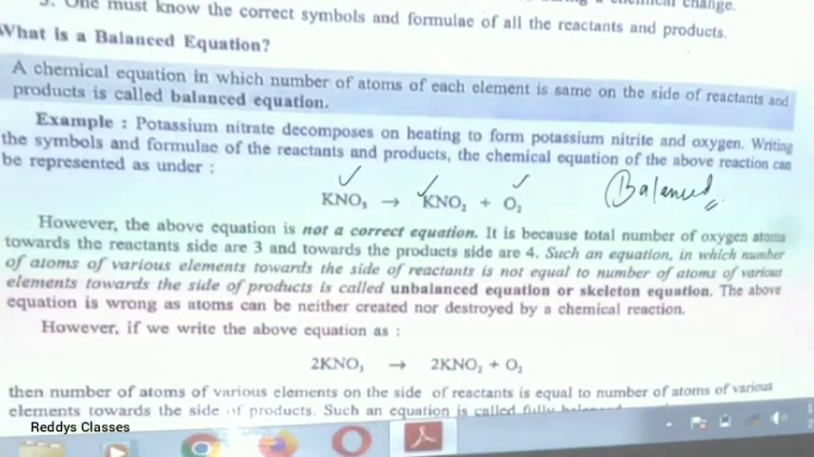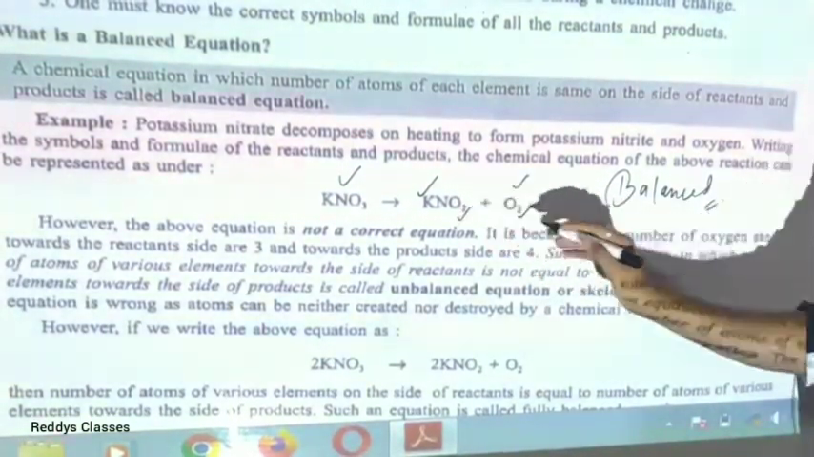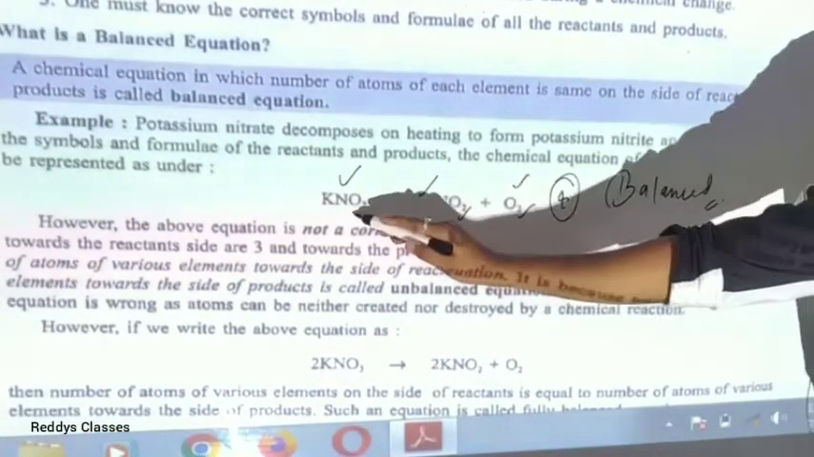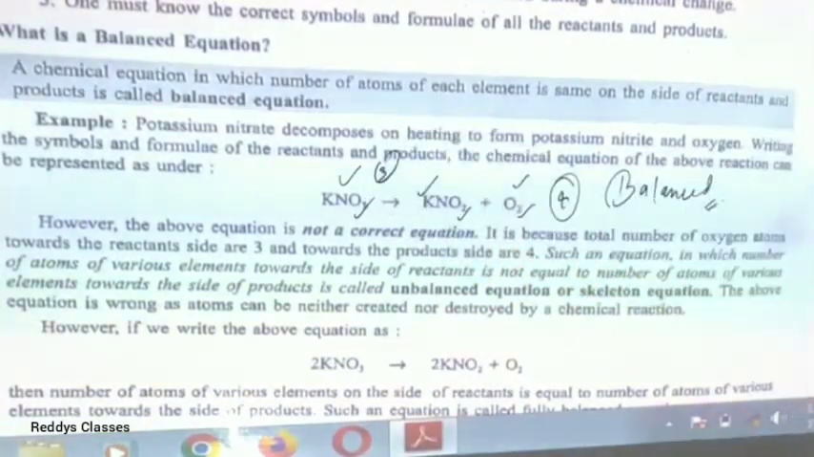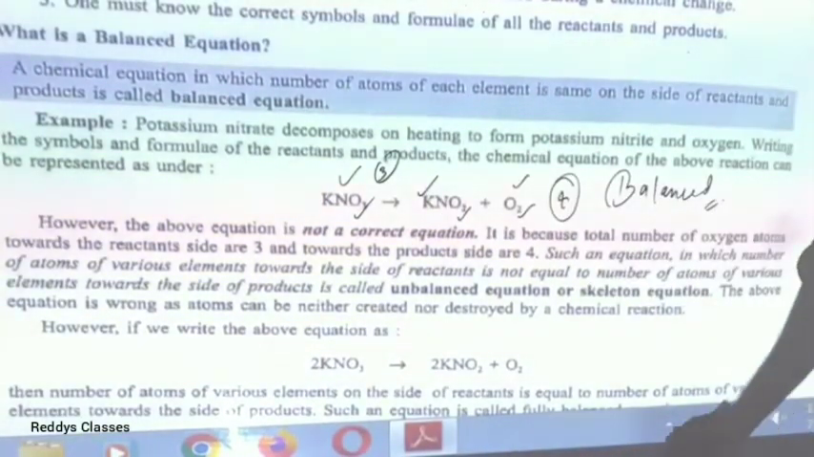So, however, the above equation is not a correct equation. It is because the total number of oxygens, if you see there are two oxygens, here are two oxygen, becomes 4, but as you see here are only 3. Is it balanced? Here oxygen is 3, here oxygen is 4. Is it balanced? No, it is not balanced.